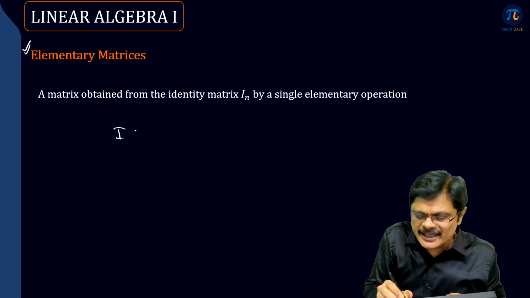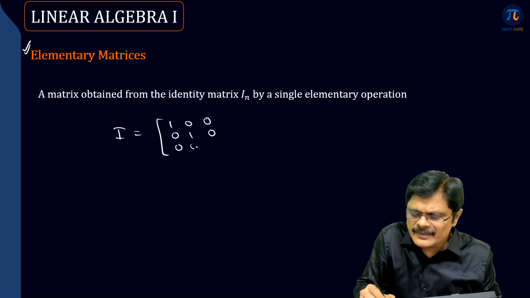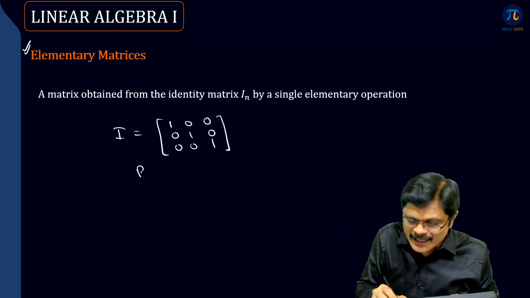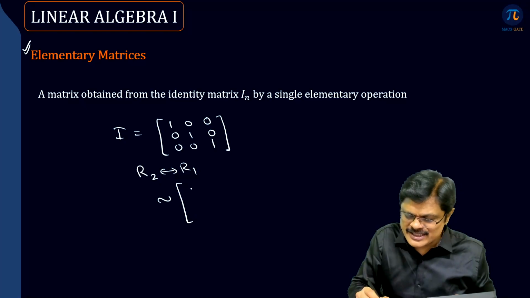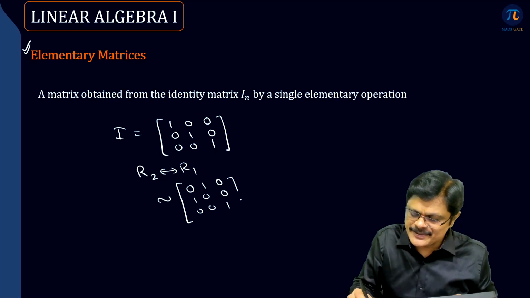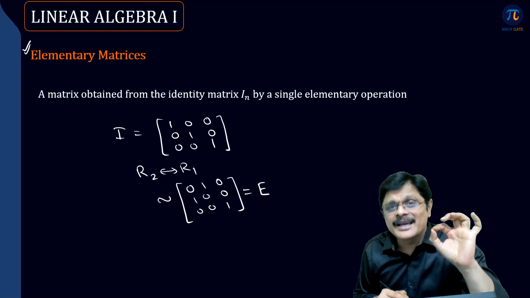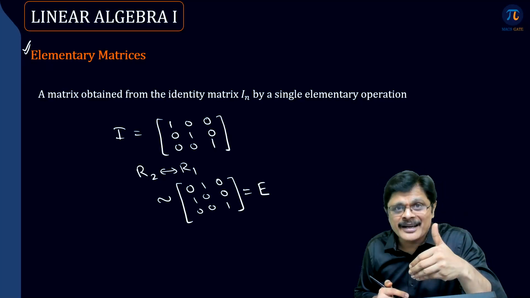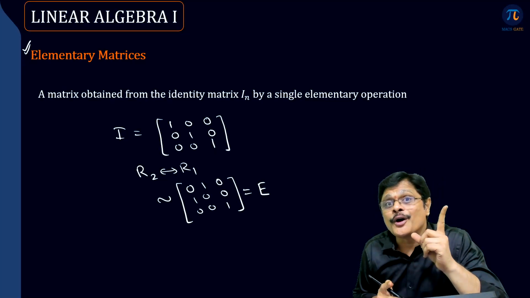Now consider this identity matrix. I take a 3 by 3 identity matrix. You can perform a single row or a single column operation. Suppose I perform R2 and R1 interchange. So this matrix which is obtained, the second row becomes first, first becomes second, third row as it is. See, this is called an elementary matrix. By performing a single elementary row or column operation, if you get a new matrix, that matrix is called an elementary matrix. Of course, you have to apply it on the identity matrix.